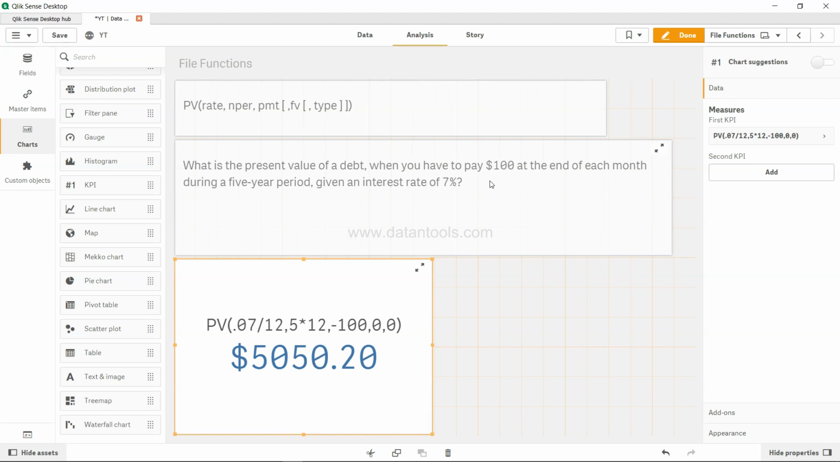So that's how you can calculate the present value for any of your financial instruments or within the financial analytics dashboard. If you want to calculate this present value and put it in the chart or in the table or as a KPI as part of the dashboard.